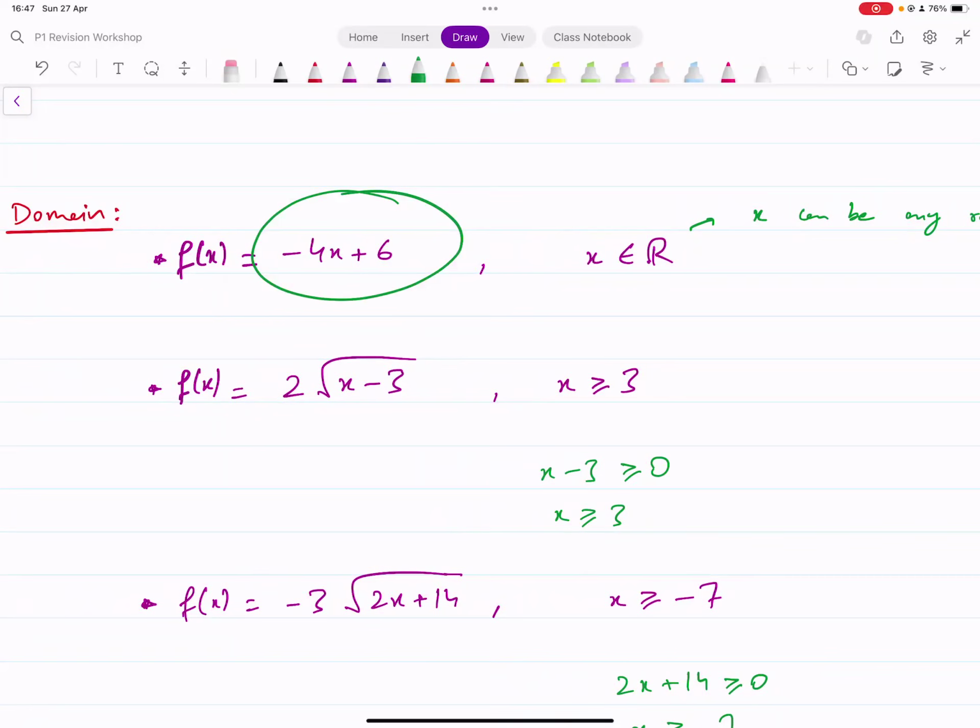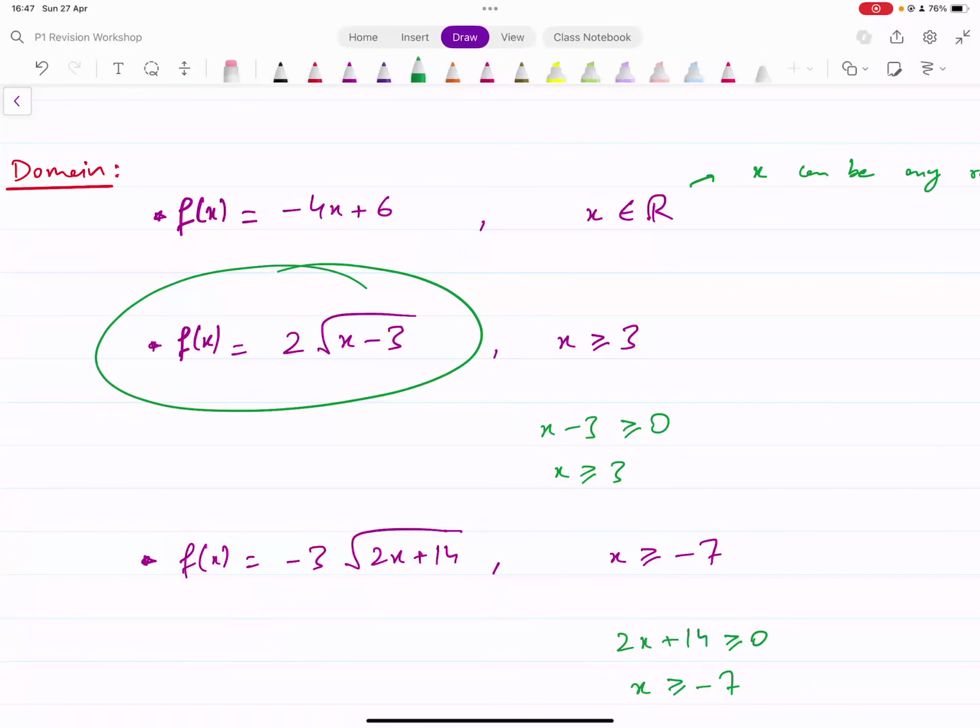The value for x can be anything. You can input any value of x in this. There's no restriction. It could be all real values. Compare that with this function. F of x equals 2 into square root of x minus 3.